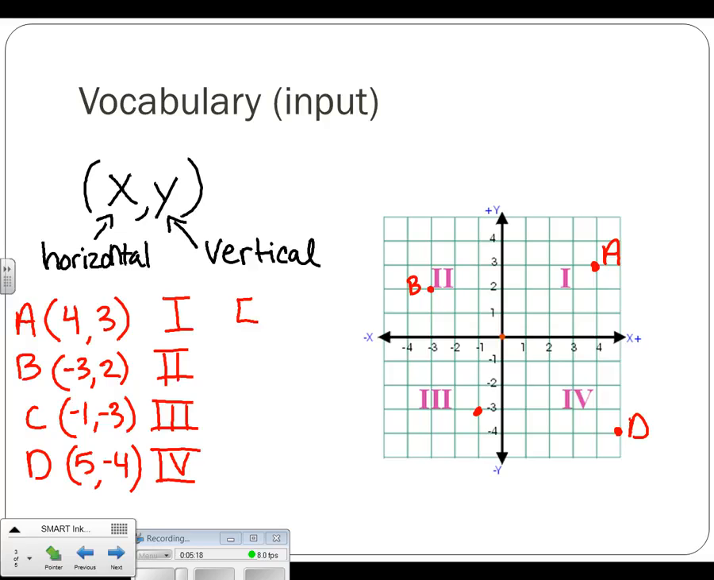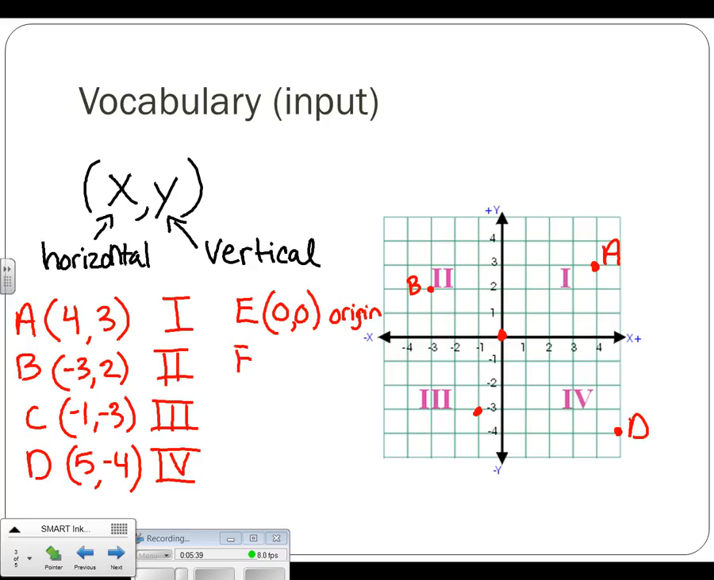E is going to be at 0, 0. 0, 0 is right here. You don't go right or left. You don't go up or down. So that is the origin. So in terms of locating the quadrant, we say origin.